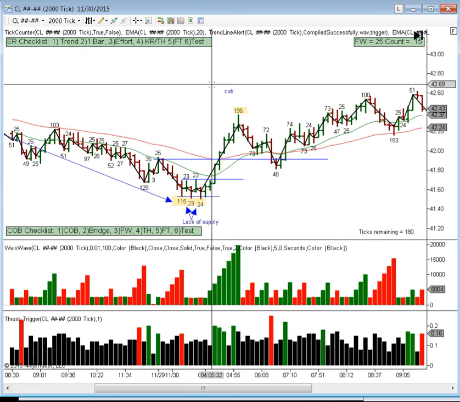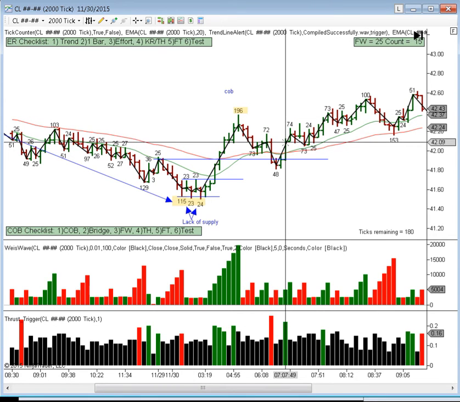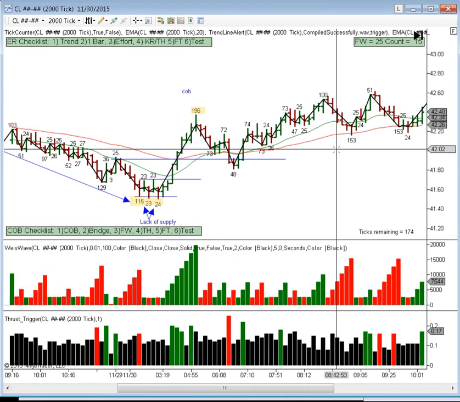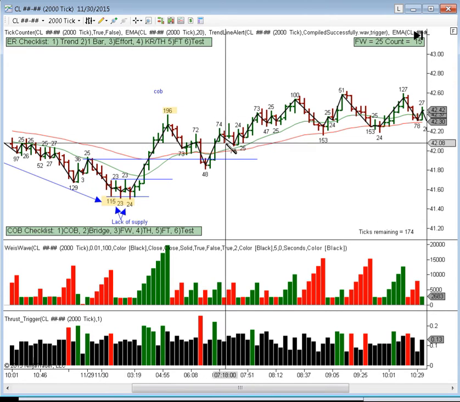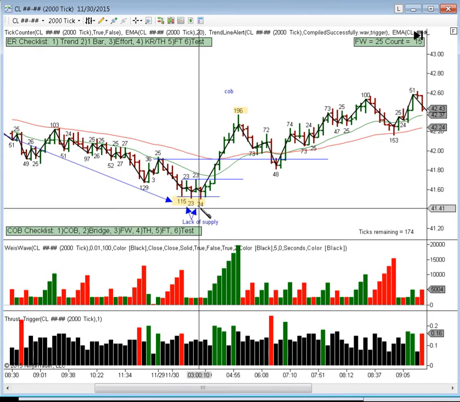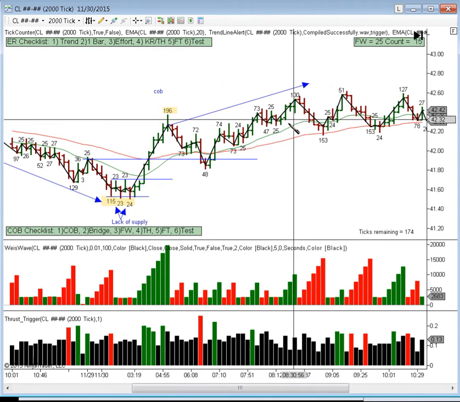Okay, so once it does that, it's a 1, 2, 3 correction, and then what you have is the thrust, which is basically telling you the market's going to enter markup. Now, granted, there isn't that much markup, because there isn't a lot of cause, but the market really just goes up to this point over here.